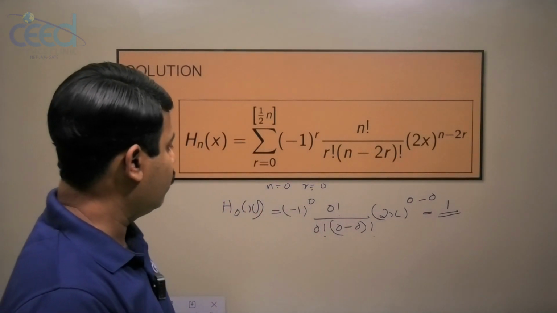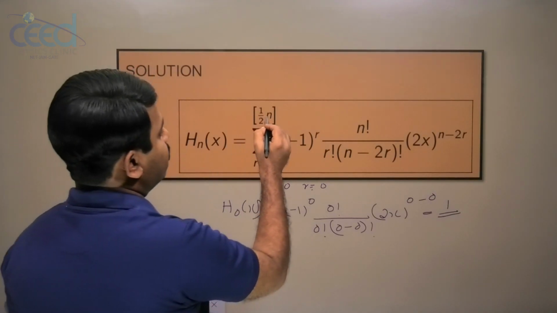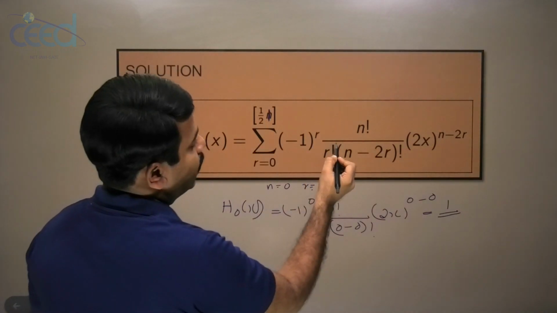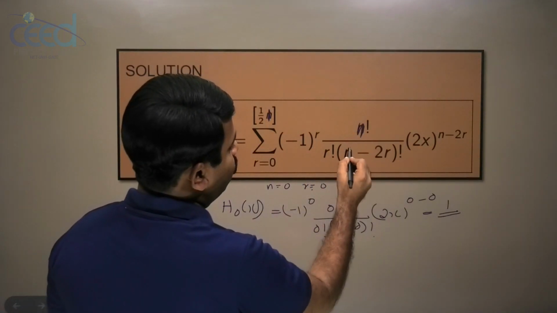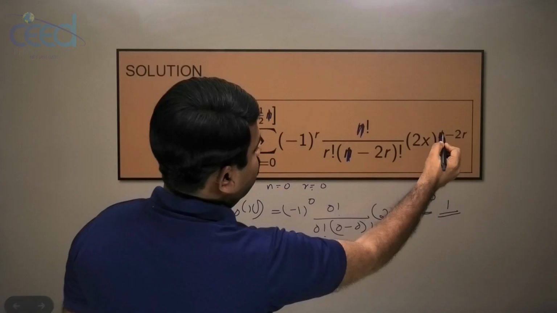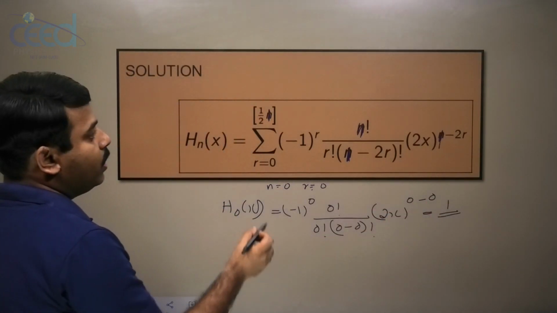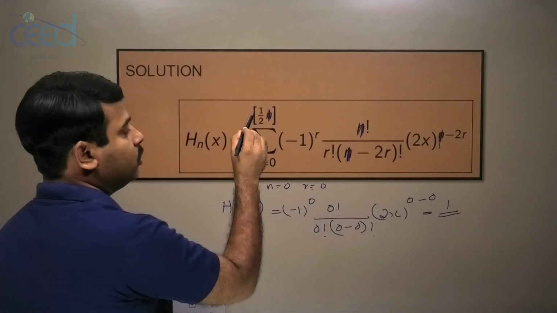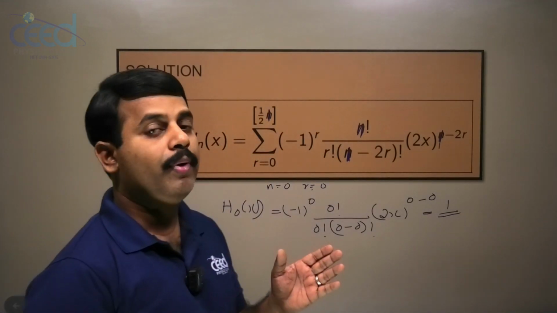Now what is H1 of x? H1 of x means put n is equal to 1. Here 1 comes, here 1 comes, here also 1 comes. The r value is varying from 0 to 1 by 2. What is the greatest integer function of 1 by 2?